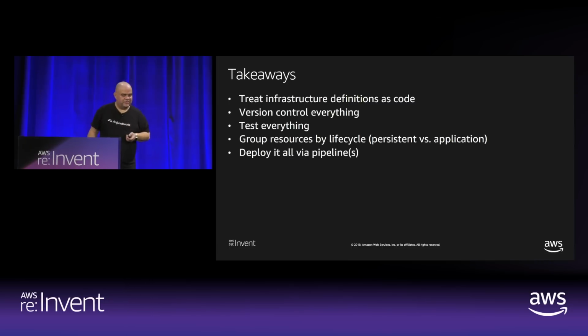Group resources by lifecycle. If for no other reason than to reduce your blast radius and risk, do it also because you make each operation a lot faster to execute and a lot easier to troubleshoot and test. And then deploy it all via pipelines.